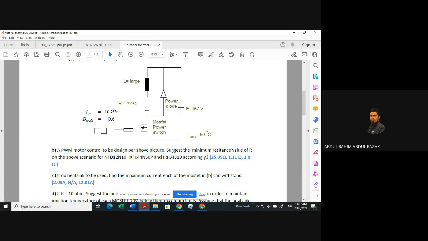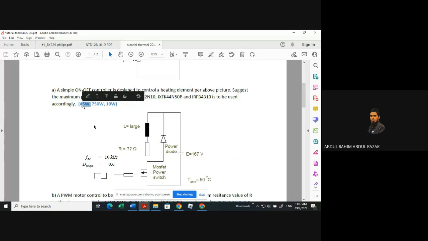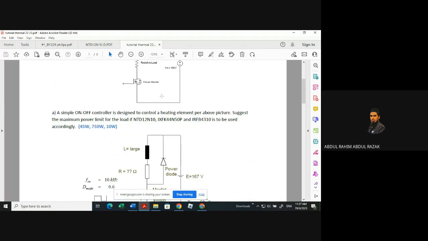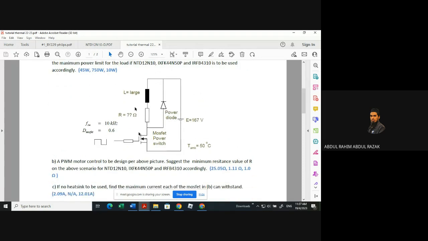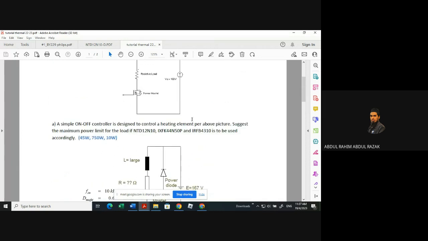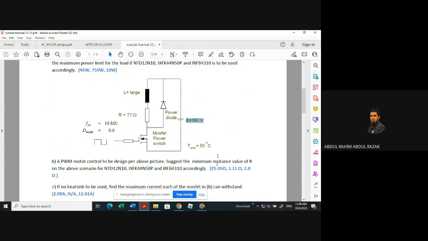Suggest the minimum resistance value. Means how much the value of your resistor here for the previous above limit. Nampak tak? Tadi you kata ada 45 watt. So how much actually your resistor untuk that scenario dengan keadaan sekarang ni. Tadi 1 volt, so you have to reconsider balik, sebab sini dah berubah, 167 volt. If you calculate, you can see that the value is 25 ohm around. So how to start calculate?